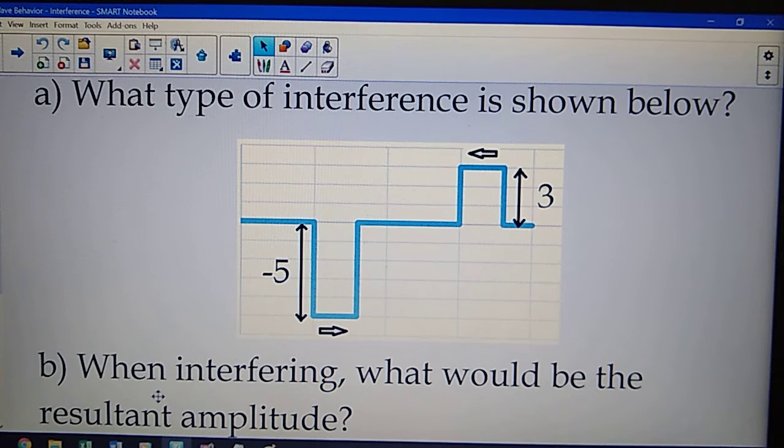Well, what about this one? What type of interference would be shown here? We have a wave or pulse of -5 heading to the right and a pulse of 3 heading to the left. When they interfere, what type of interference would it be, and what do you think the resultant amplitude would be? Take a second, go ahead and pause the video and consider your answer.